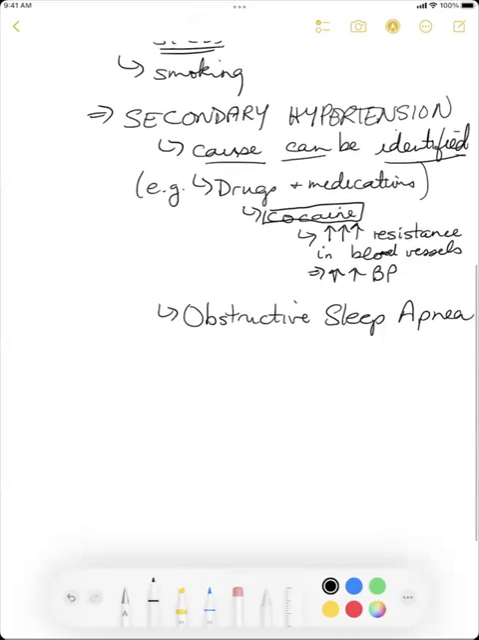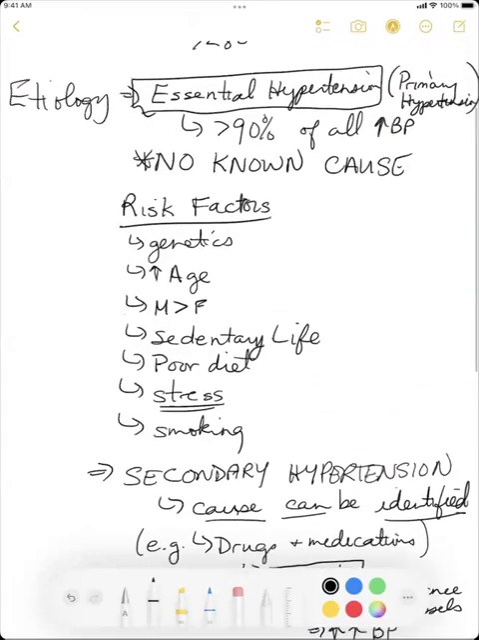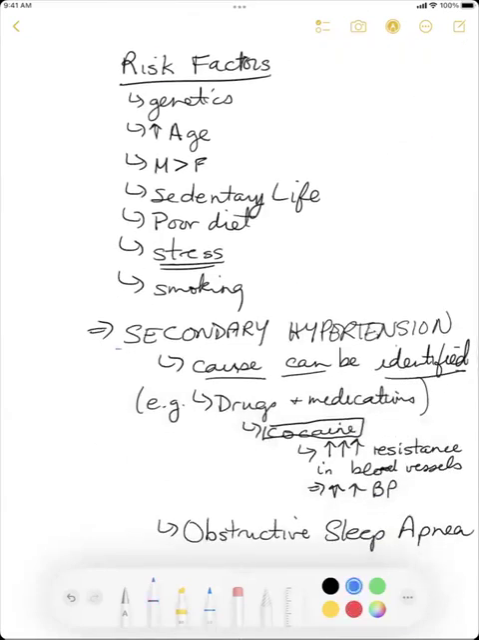Kidney disease can also do it. And it's related to that renin-angiotensin aldosterone system that we talked about in the previous video. So most causes of high blood pressure are unknown, with no known cause. And if we can identify the cause, it is referred to as secondary hypertension.